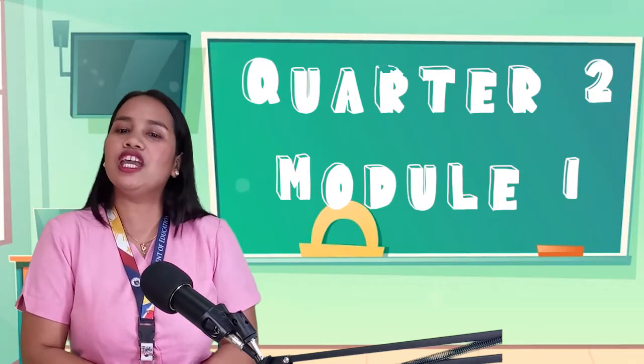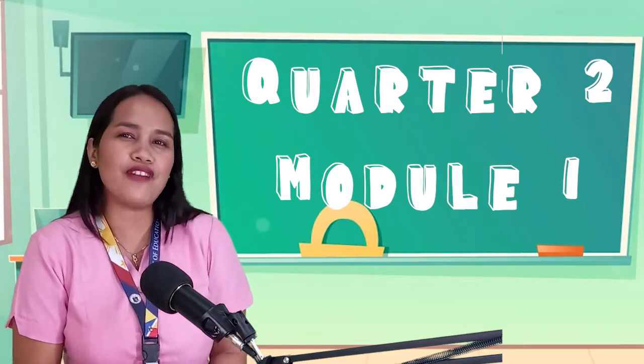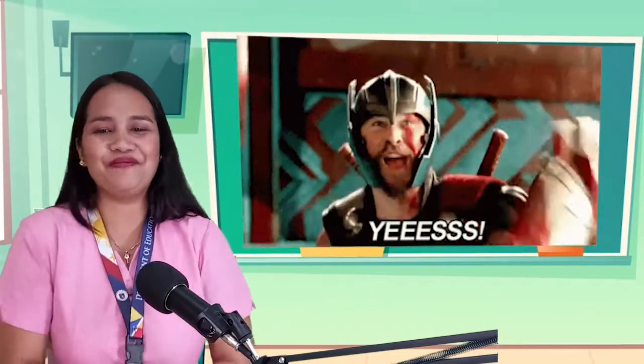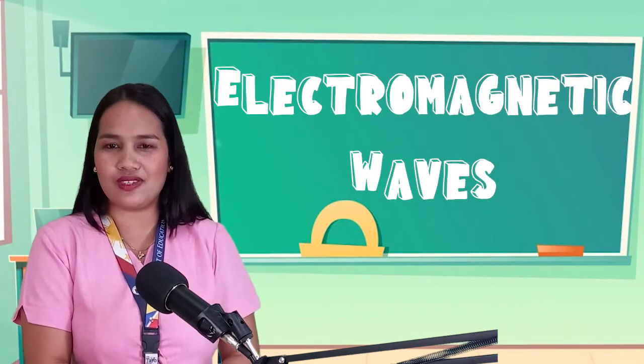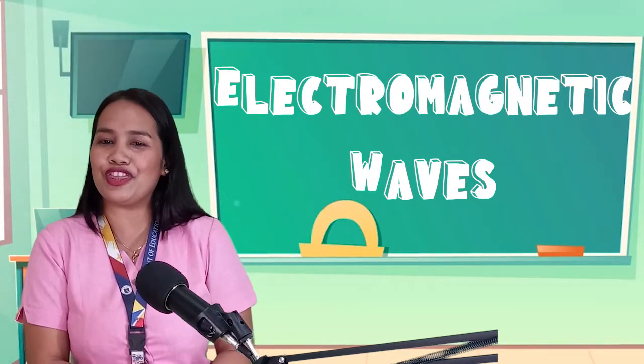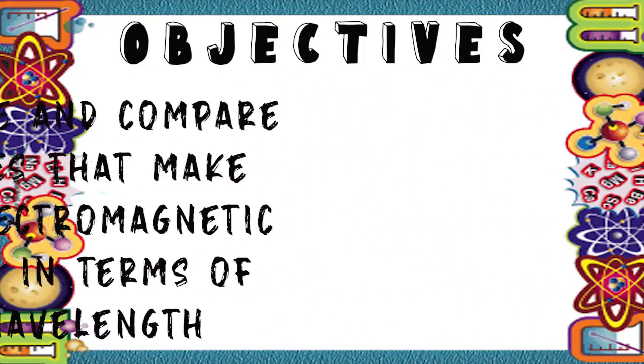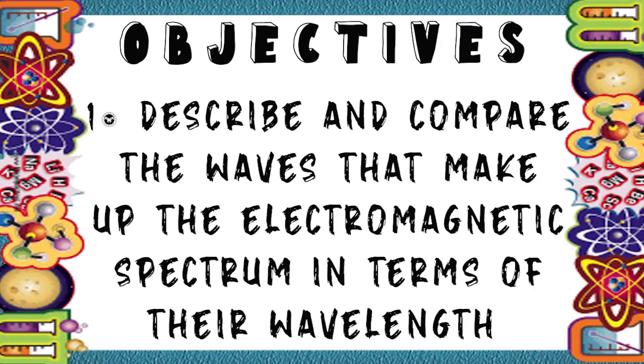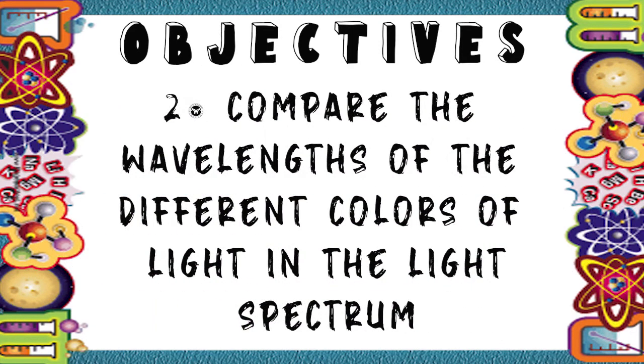Okay, at this moment, let's take a look at your science module in quarter 2, module 1. Do you have any idea about the topic? Great! Happy to know that you can still remember the topic. Alright, here we go. Our topic today is about electromagnetic waves, which is based on the most essential learning competency 1. Comparing the relative wavelength of different forms of electromagnetic waves. After going through our discussion, you are expected to describe and compare the waves that make up the electromagnetic spectrum in terms of their wavelength, and compare the wavelength of the different colors of light in the visible light spectrum.